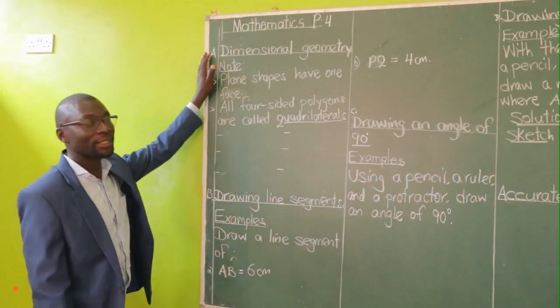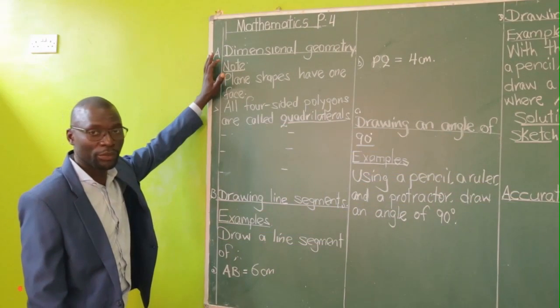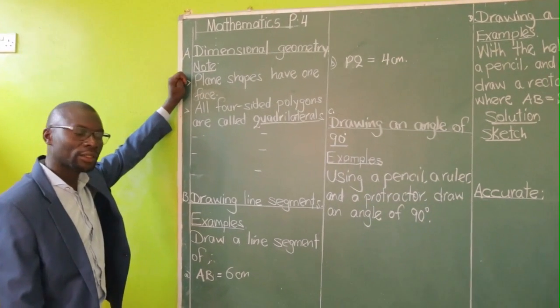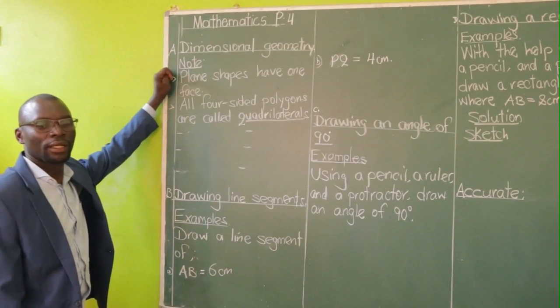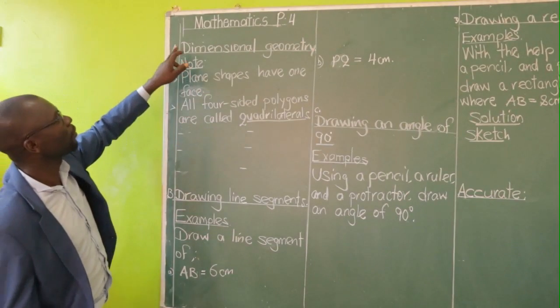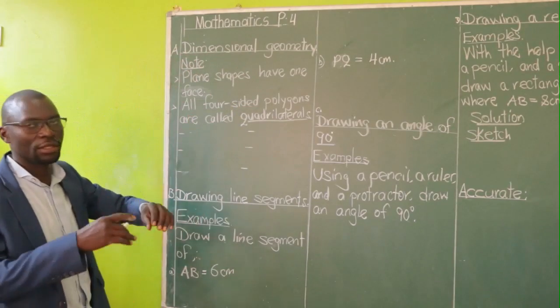Okay, welcome to class. This is primary 4, and we are going to look at the topic called dimensional geometry, where we look at shapes, geometrical tools, and all that. So for today, we look at dimensional geometry, where we're going to look at shapes with dimensions.